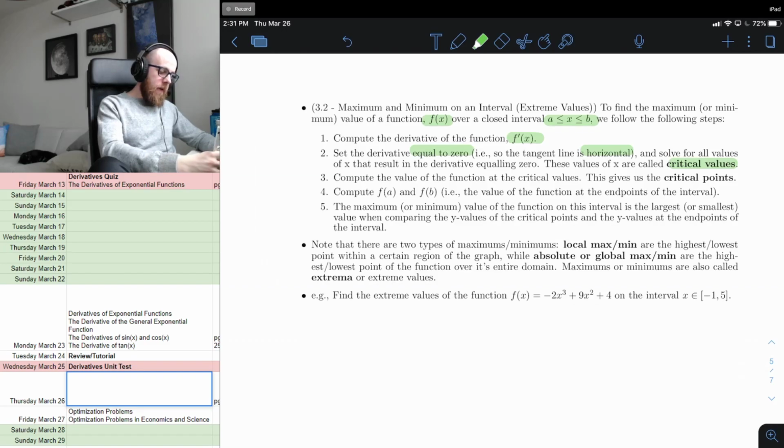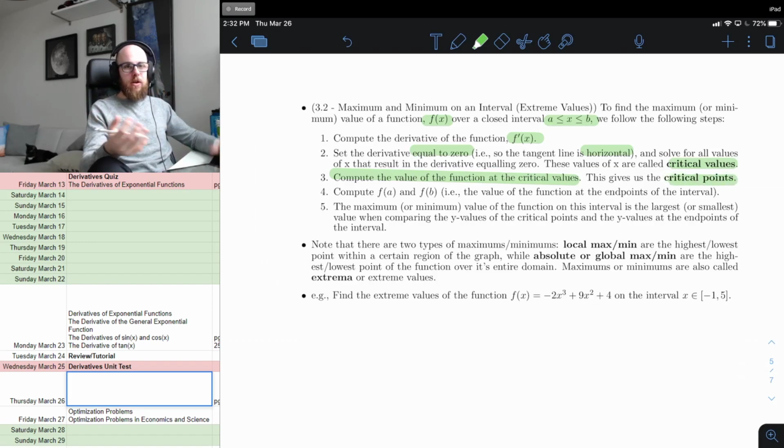Once we find the critical values, we are going to plug them back into the function. So compute the value of the function at the critical values, and those give us the critical points. So the critical point is just the critical x value with the y value.